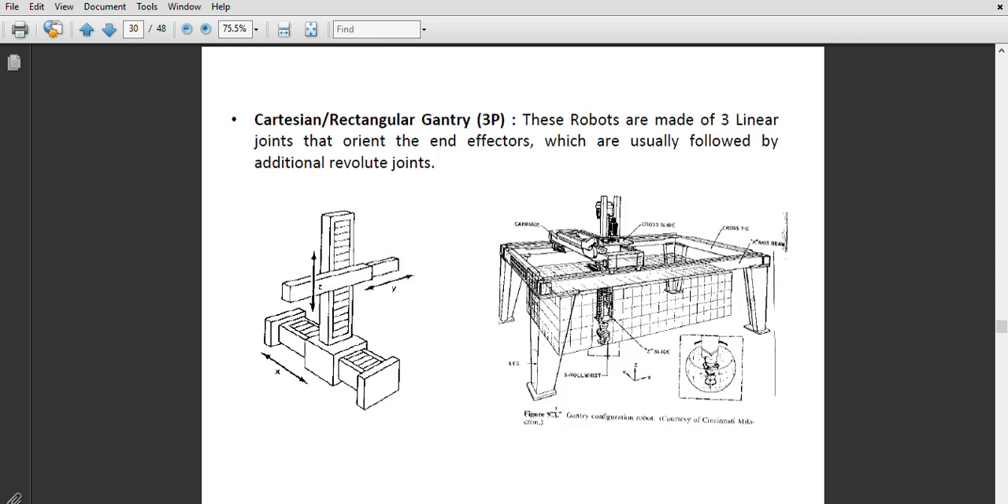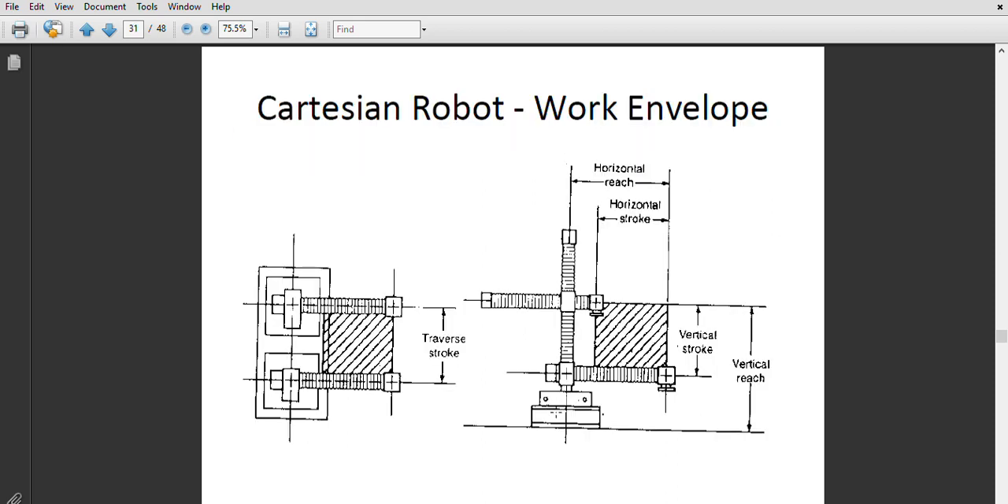This is the Cartesian rectangular gantry. Mainly it is named a Cartesian robot, or we can also call it a rectangular gantry robot. These robots are made up of 3 linear joints and an end effector, which are usually followed by additional revolute joints. For example, in this rectangular robot, a table is provided. This is the vertical stroke, horizontal reach, and horizontal stroke, showing how far the robot can reach. This is mainly used in assembly lines for fixing bolts, nuts, or other parts and frames to computers.